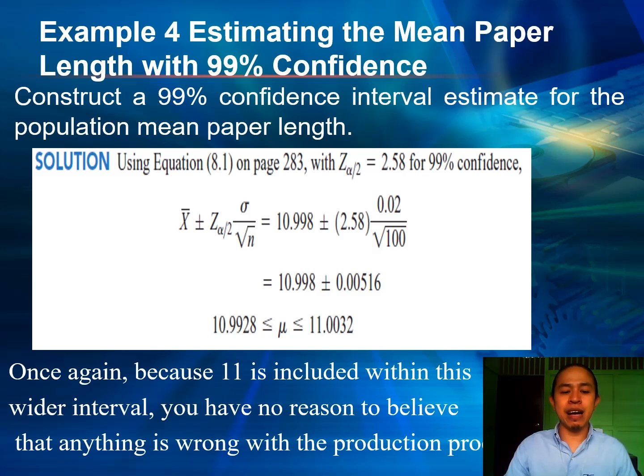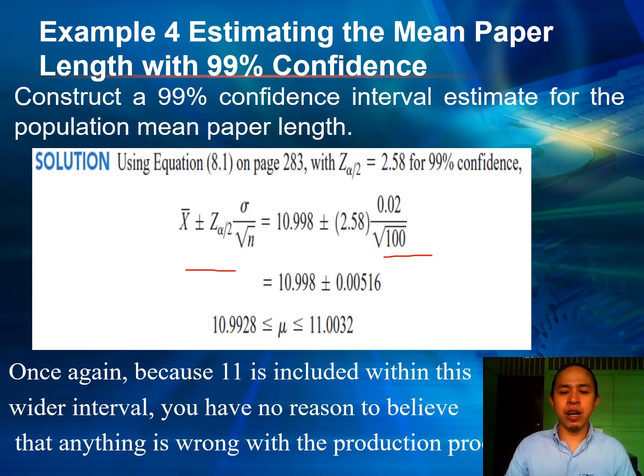Let's have here example number 4. Estimating the mean paper length with 99% confidence. So, the same example, but using a different level of confidence. Here, construct a 99% confidence interval estimate for the population mean paper length. So we are going to use the same formula for the lower tail and the upper tail.